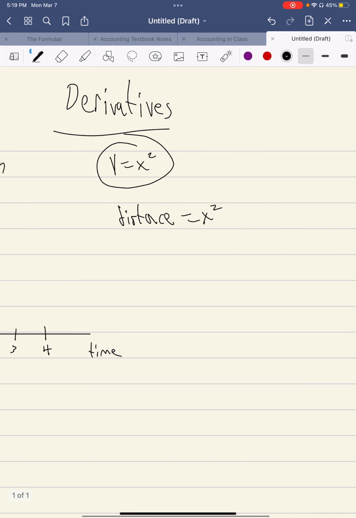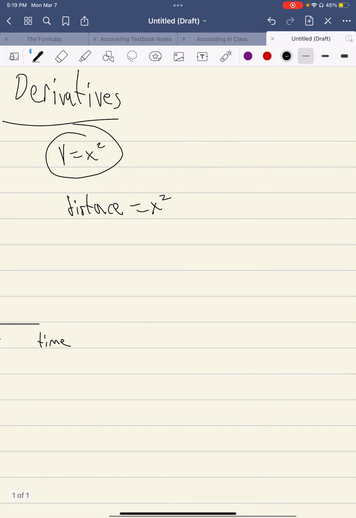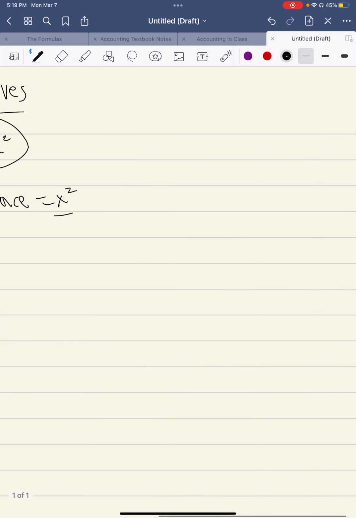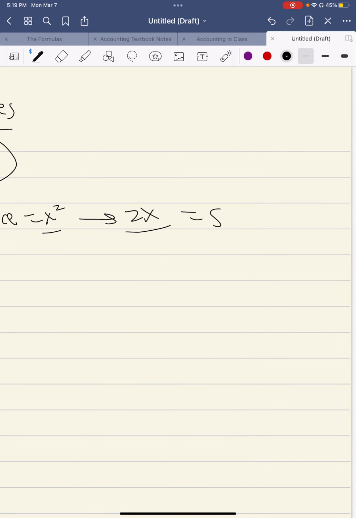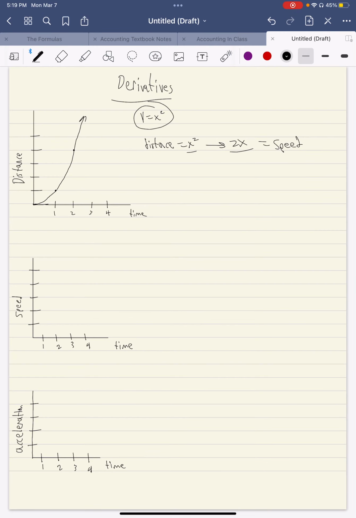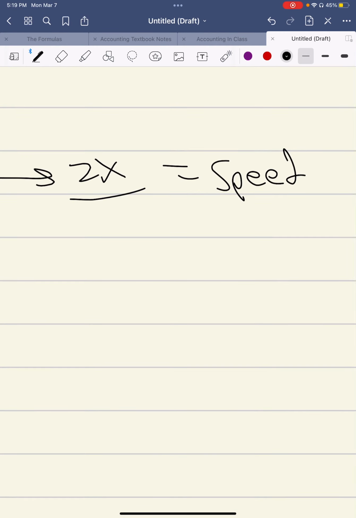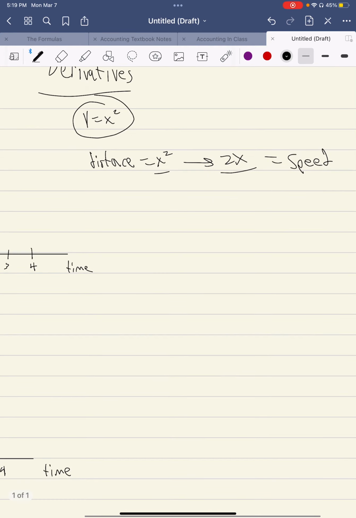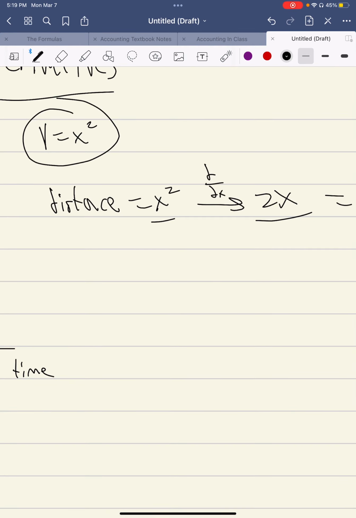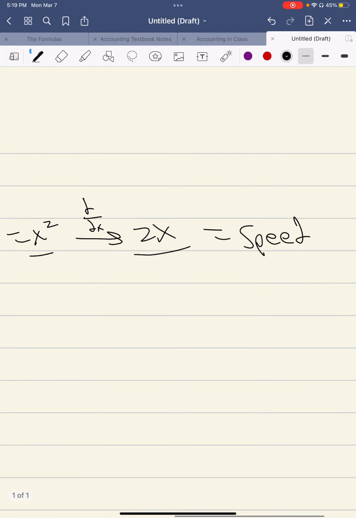So what deriving really does is, obviously, what is the derivative of x squared? That's pretty easy. That's just going to be 2x, right? Well, what does that 2x represent? That actually represents the change in speed over time, right? So now we have speed over time. So x squared becomes 2x, which is equal to the speed, right?